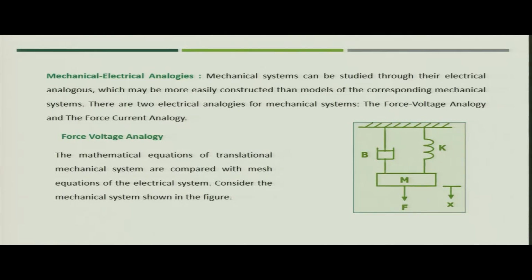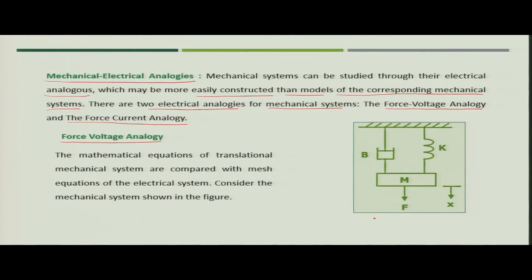Now, let us talk about the analogies. First, we will discuss the mechanical electrical analogies. The mechanical system can be studied through its electrical analogues, which may be more easily constructed than the models of the corresponding mechanical systems. Basically, we will study two electrical analogies for mechanical systems. The first one is force voltage analogy and the second is force current analogy. Let us first understand the force voltage analogy.